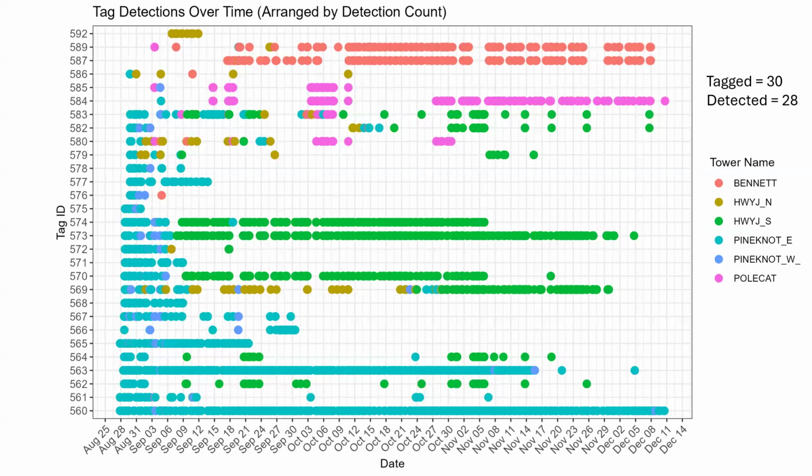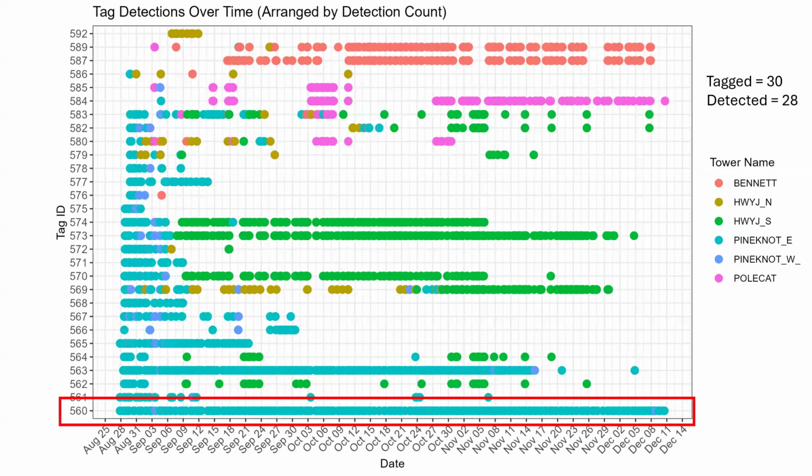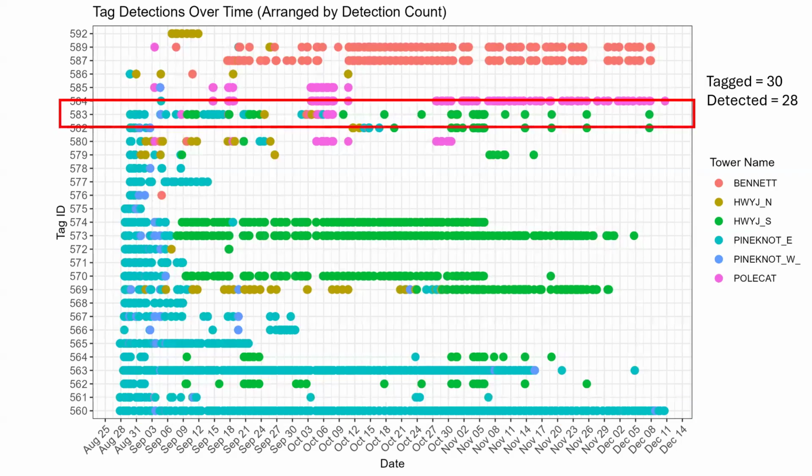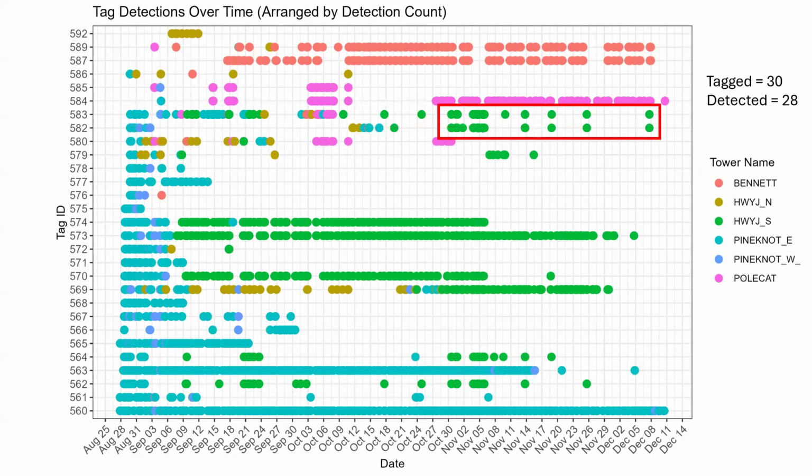And right off the bat, you can kind of tease out some patterns. First of all, some birds parked by a tower and thought, this is great, we're not leaving. So a few birds were detected continuously throughout the whole tag life. Some birds bopped around a lot. I'll highlight this bird here in a little bit, but it visited all the towers very, very frequently before kind of settling down with another bird, which you can see here.